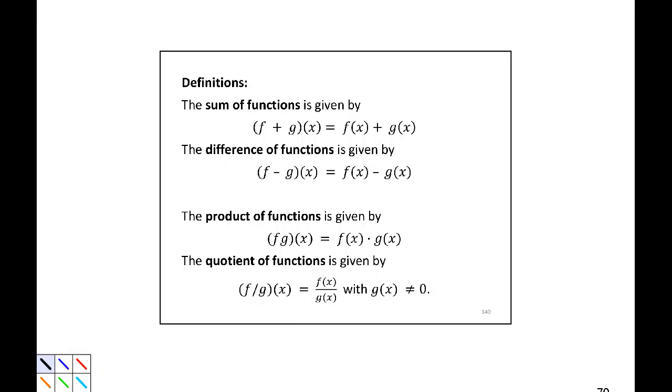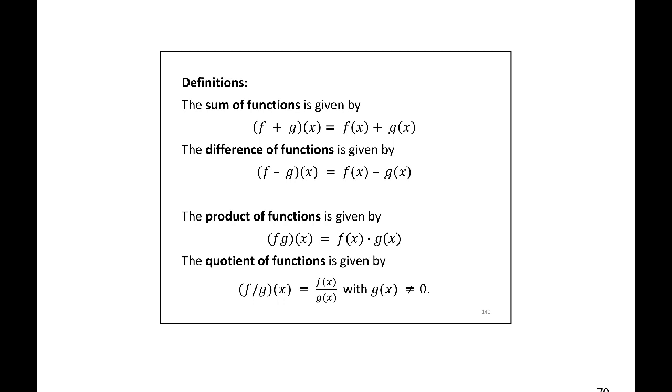Now let's discuss what we call combinations of functions. The first of these four we have is a sum of functions, and that's given by (f + g)(x) = f(x) + g(x). Exactly what the name indicates. We will sum the functions.